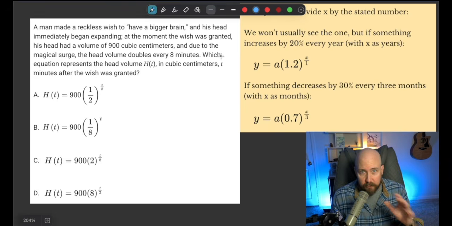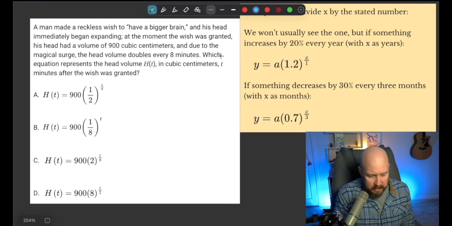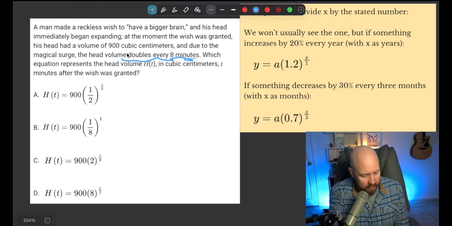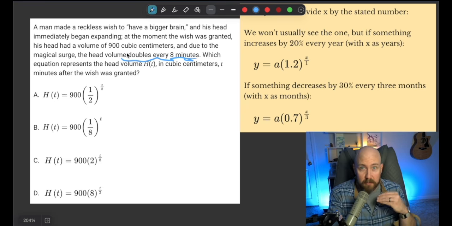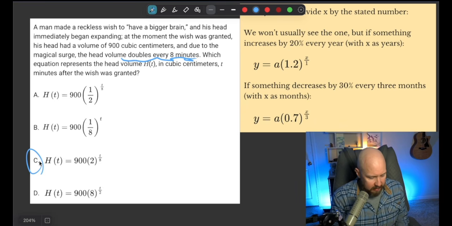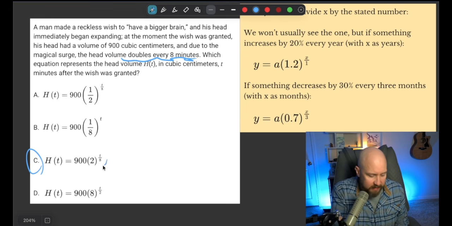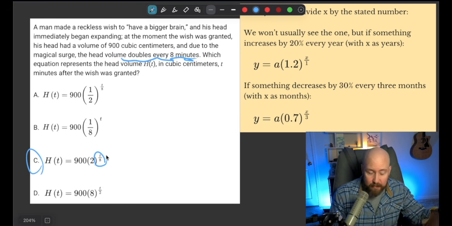So if we were looking at this question, for example, it says that the volume of the head doubles every 8 minutes. So basically, we would be looking for multiplied by 2 for doubles. So that would be choice C. And in this case, choice C is the only one that has times 2, so it would be a little bit easier. But notice we also have t divided by 8 because it's every 8 minutes.